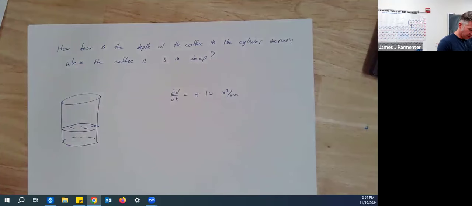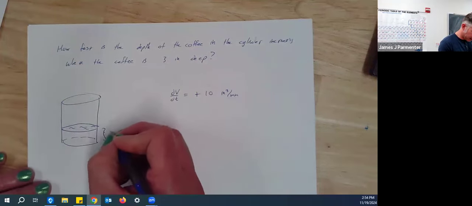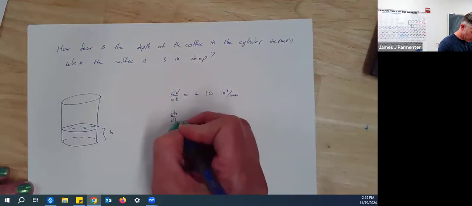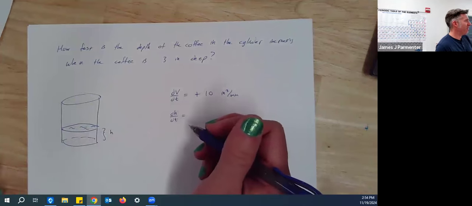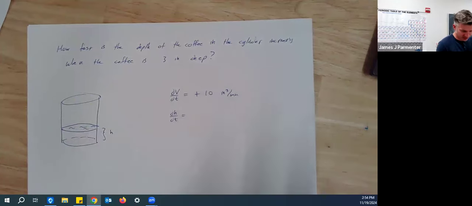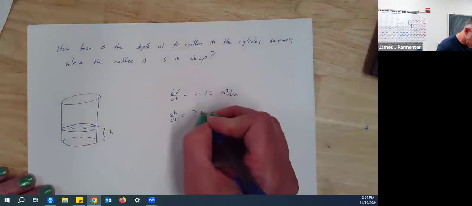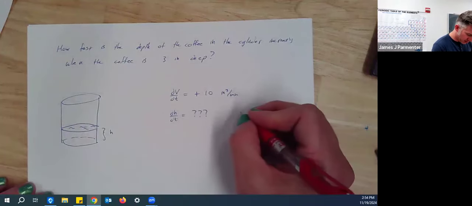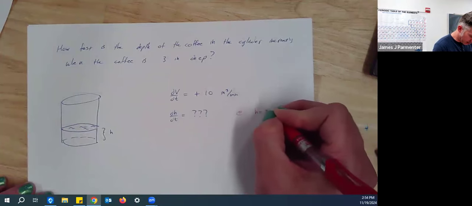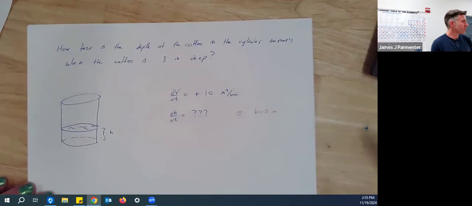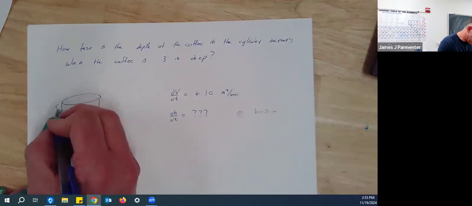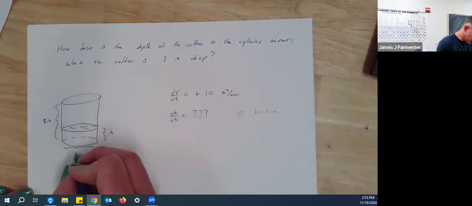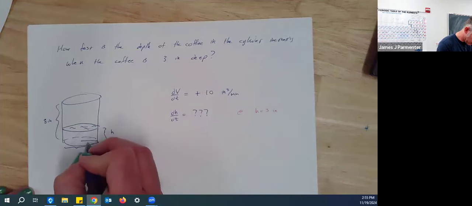And now we're going to be asked to see how fast the height is changing. Seems like a weird question to ask. We're like, why do we care how the height is? But okay, it's just your typical kind of question. So how fast is the height changing, again, at the moment when the height is 3 inches. Also, just to remember the dimensions here, the height of this thing is 8 inches. The radius of this thing is 4 inches.